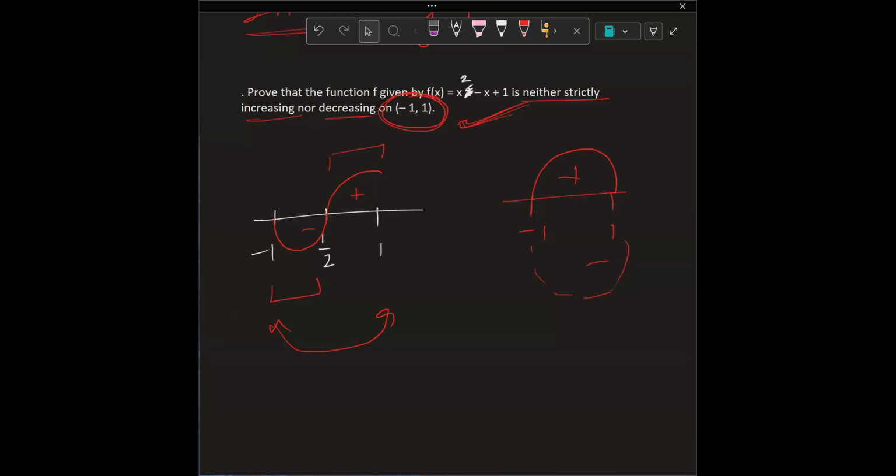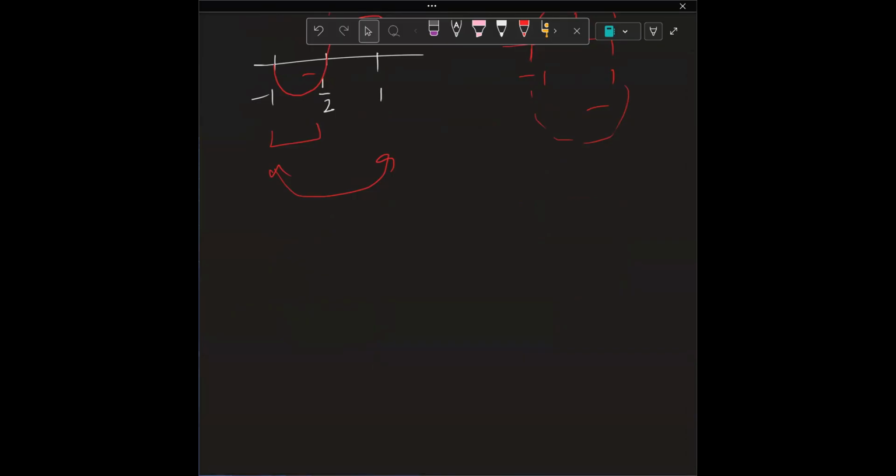Okay, so now let's move to a new topic, that is maxima and minima. Okay.